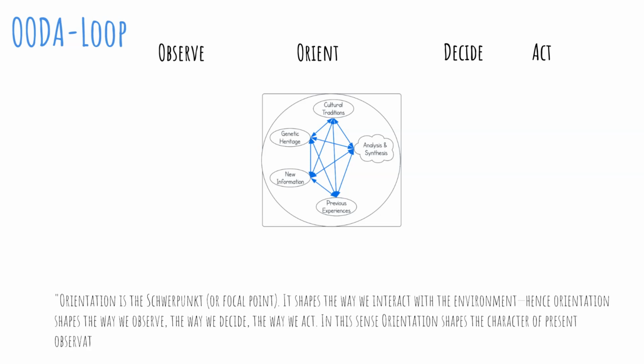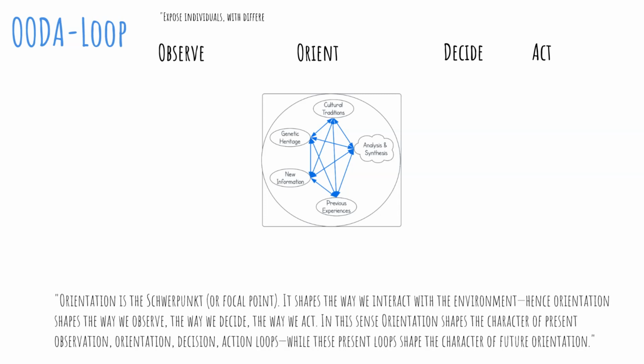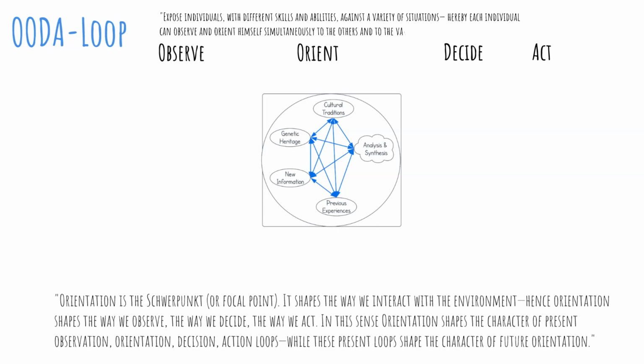This OODA-Loop is not a linear process. It contains many feedback loops. Boyd sees it as a continuous learning process, in which we learn from mismatches we discover, and in which we need to be willing to completely change our thinking based on our new discoveries.